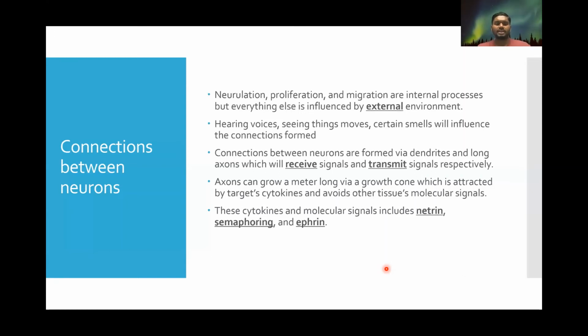So how do these connections between neurons occur, right? Well, they occur via dendrites and long axons. Right, dendrites will receive signals, and these long axons will transmit signals. Now, these long axons are very interesting because they can actually grow to be over a meter long.